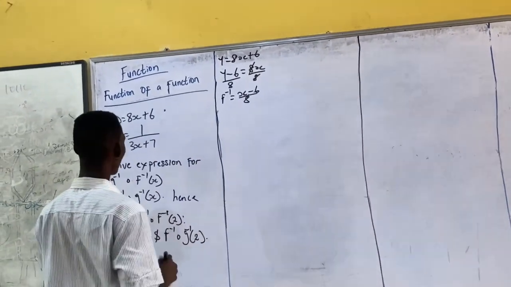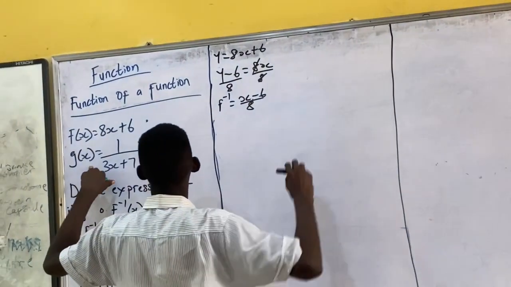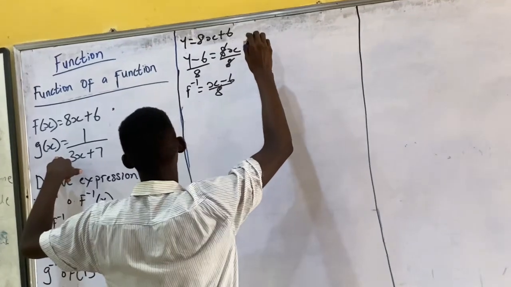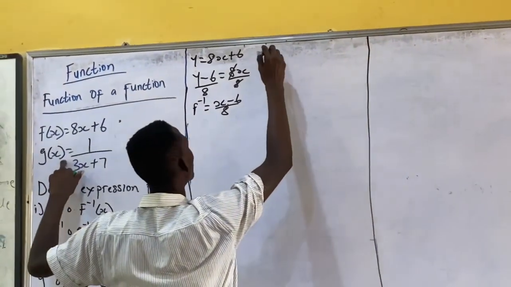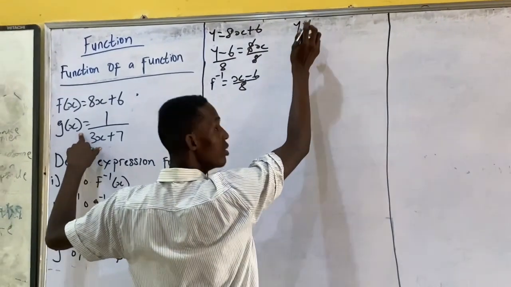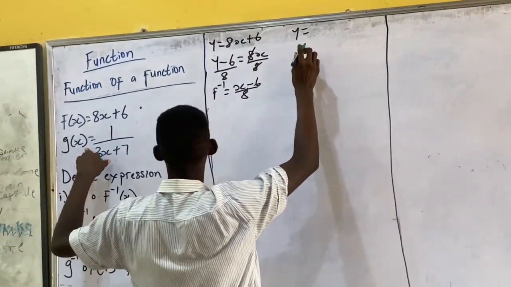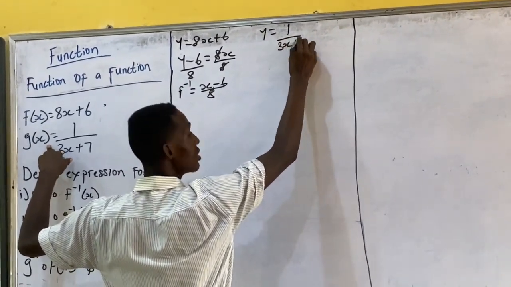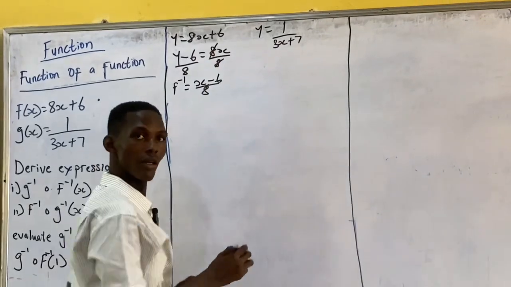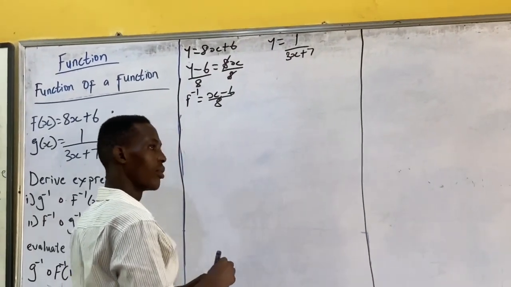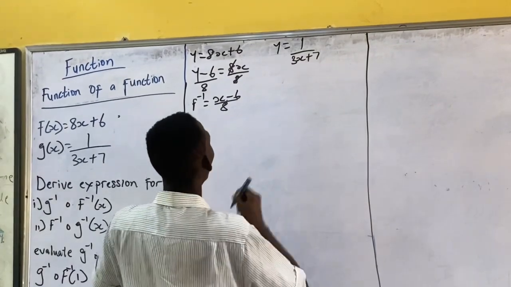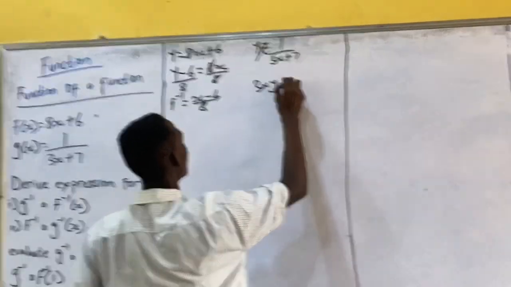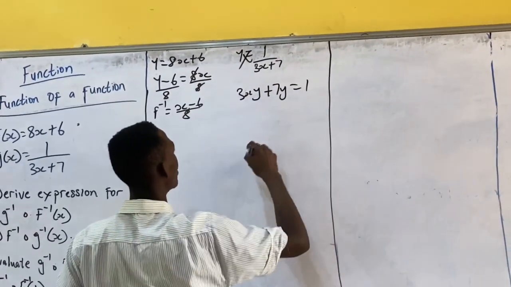So for our g inverse, we represent this with y. Y is equal to 1 over 3x plus 7. Alright, so you cross multiply. That is 3xy plus 7y is equal to 1.